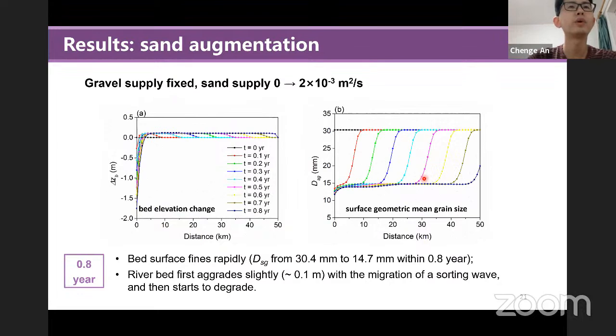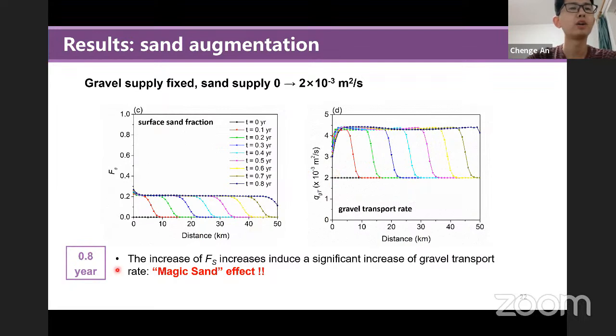However, in the scenario of sand augmentation, we see bed degradation from the upstream end, and also the bed surface fines rapidly due to the supply of fine sediment. Within 1 year, with the increase of the sand supply, we can see the sand fraction on the bed surface increase from 0% to about 20% rapidly.